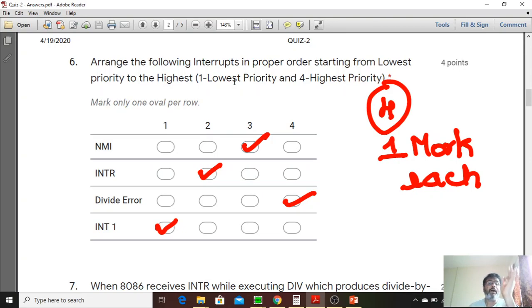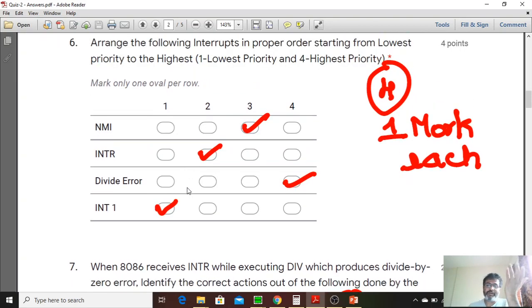Now see, highest priority is divide by zero error, that is number 4. Next comes non-maskable interrupt, that is number 3. Next comes INTR. Then the lowest priority is interrupt 1, which is number 1 here. That is the way you have to select your answer. Fine. Now hope you understood this question.